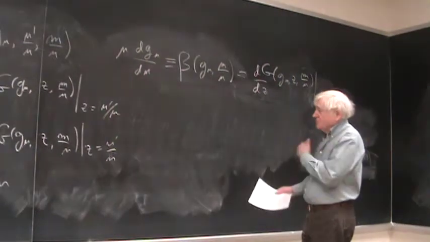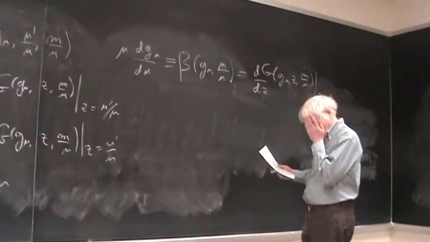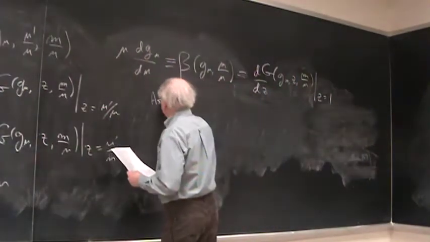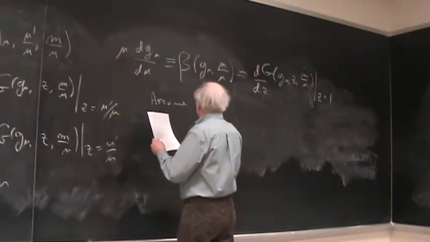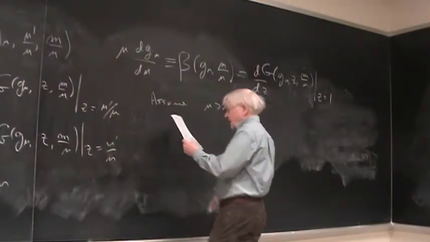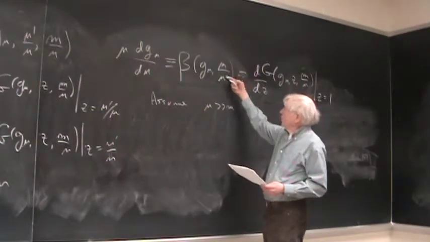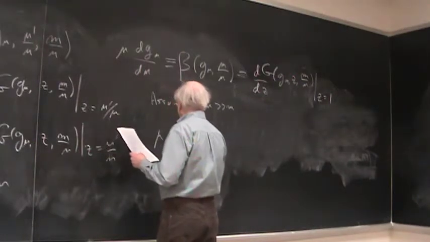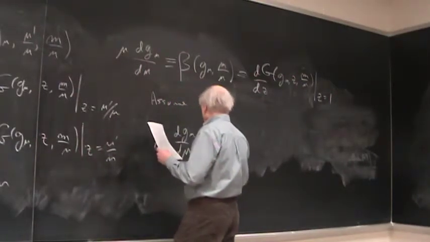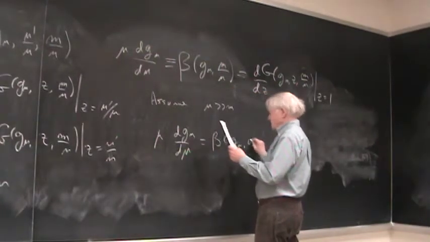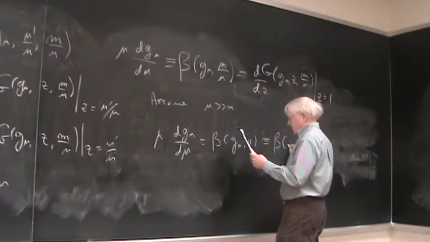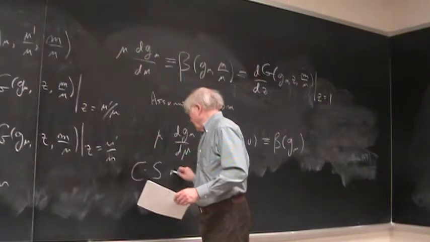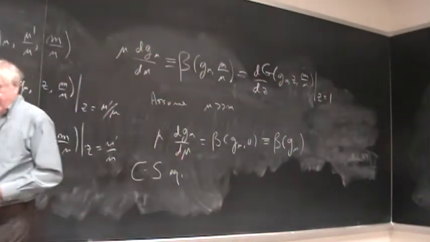This is what we get just from general logic. And now we're going to assume that for mu much greater than m, we can ignore this ratio here. And so we get mu d g mu d mu is beta of g mu and 0, which is what we call the beta function, beta of g mu. And this is the Callan-Symanzik equation in the continuum.